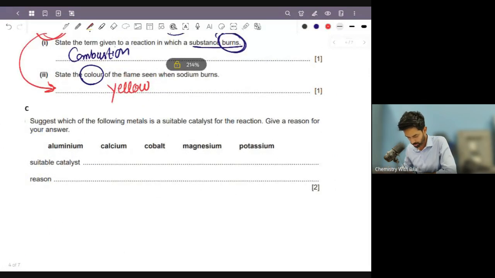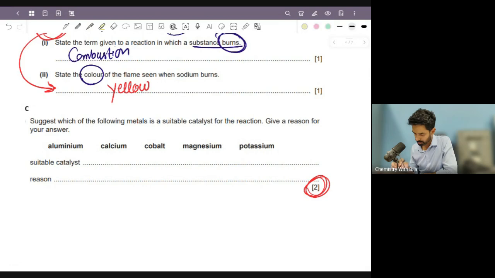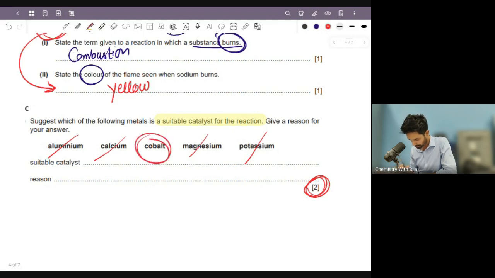Okay, so I want you to answer this easy 2-mark question. Suggest which of the following metals is a suitable catalyst. How do we select the catalyst? Give a reason. See, aluminum is in group 3. Can it be used as catalyst? No. Calcium is in group 2. No. Magnesium is in group 2. No. Potassium is in group 1. No. Cobalt is a transition metal. So our choice is cobalt, as it is a transition metal, which acts as catalyst.